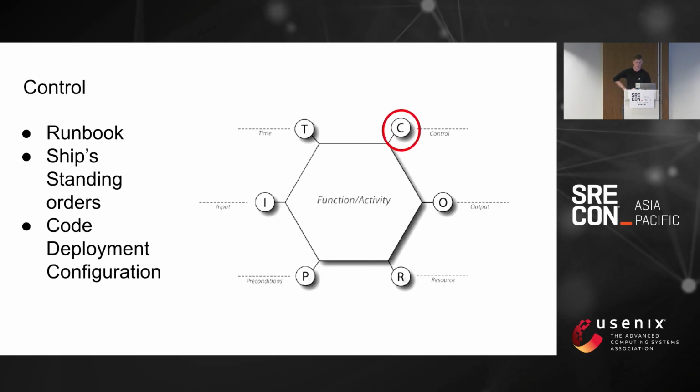And lastly, there's control, which is how the function does what it does. In the case of anything incident response related, it might be dictated by your runbook. Or in the sailing example, it might be dictated by the ship's standing orders. Policies, code deployment configuration. This is largely set at an organizational level, especially for the kinds of things we deal with.